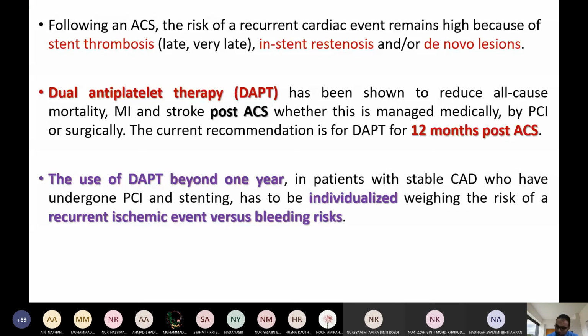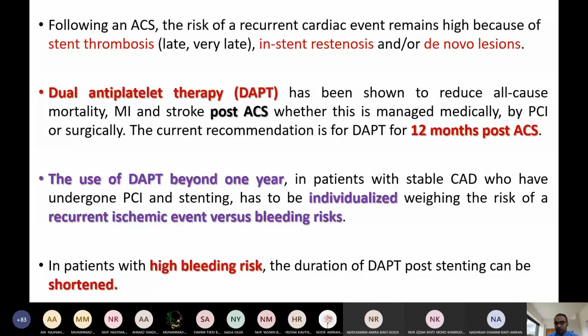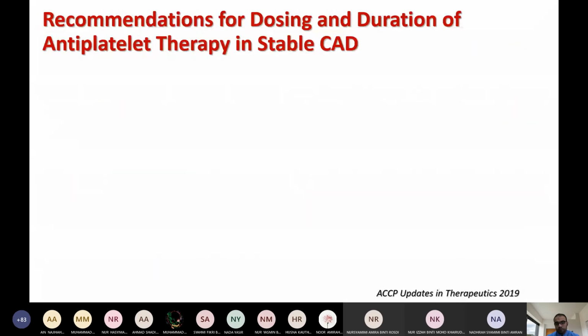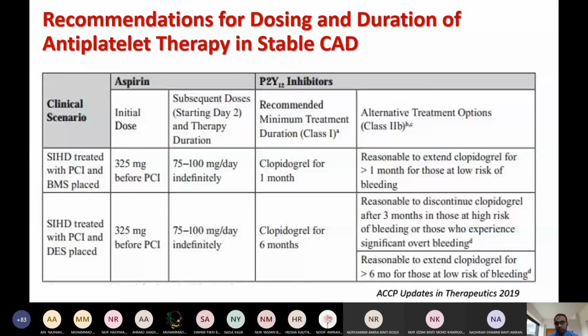In patients with high bleeding risk, usually the dual antiplatelet therapy can even become shorter than 12 months. Okay? This overall recommendation of dosing and recommendation for antiplatelet therapy, you can see here maybe stable ischemic heart disease treated with PCI, bare metal stent, the stent and the procedure. This is actually from the American Heart Association and the American College of Clinical Pharmacy source.